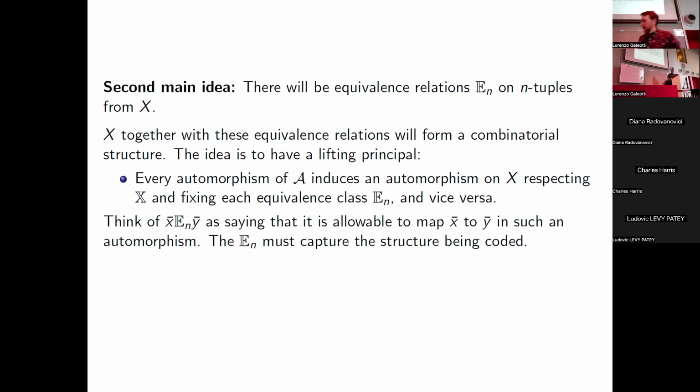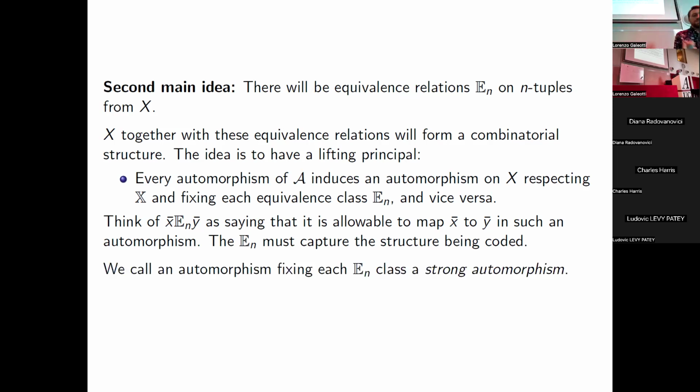So again, if you can't map A to B, then each element here should not be E1 related to an element here. If you can map A to B, then everything here should be related to at least something here, because if you're going to map A to B, this is going to map to somewhere, and they have to then be E1 related. So for a lot of the rest of the talk, we're not going to worry too much about how to capture the structure being coded. We're just going to think that we have these E's and ask what we are going to do with them.